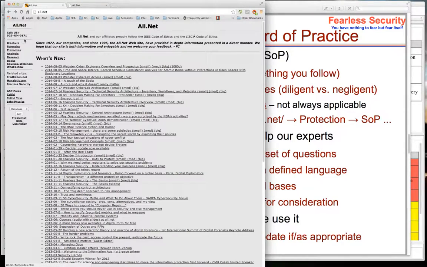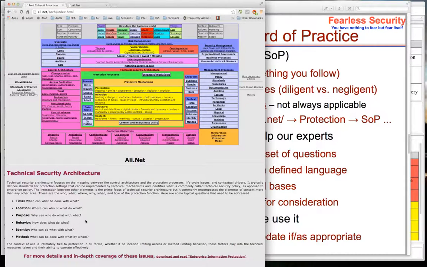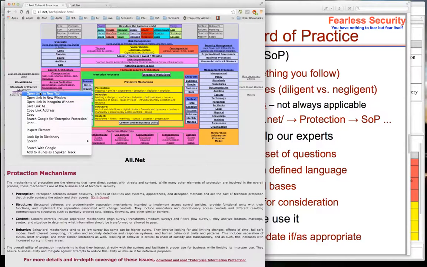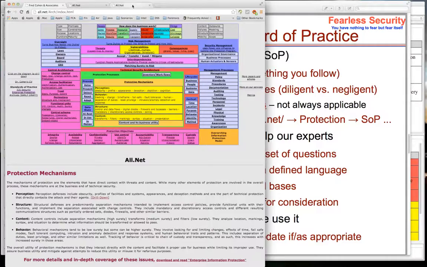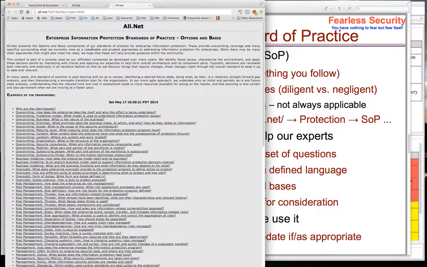I'm just going to take you there. You go to the all.net website, click on protection, and you can see the diagram that we have. For example, for context, there's context right there: time, location, purpose, behavior, identity, method, and so forth. It's a clickable diagram. And over here on the left, you'll see standards of practice. And if you click for open link in new tab, then a new tab will open, and that'll give you the list of the elements of the architecture.